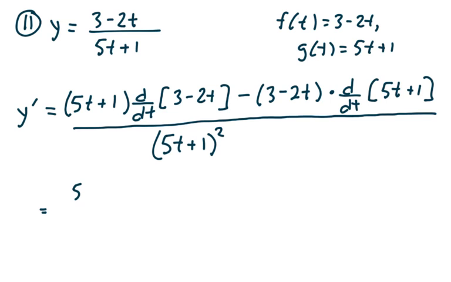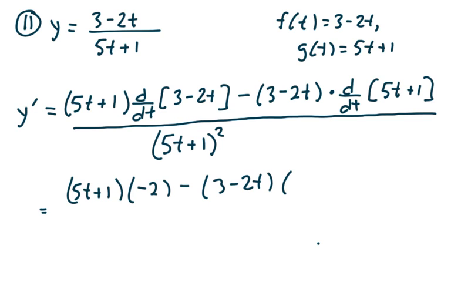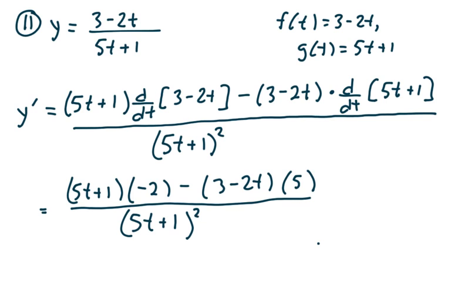So I get 5t plus 1. The derivative of 3 minus 2t is negative 2. And then I subtract 3 minus 2t times the derivative of 5t plus 1 with respect to t, which is equal to 5. And then I'm going to divide by 5t plus 1 to the second. Okay? And what I'm going to do is distribute the negative 2 inside, like so.